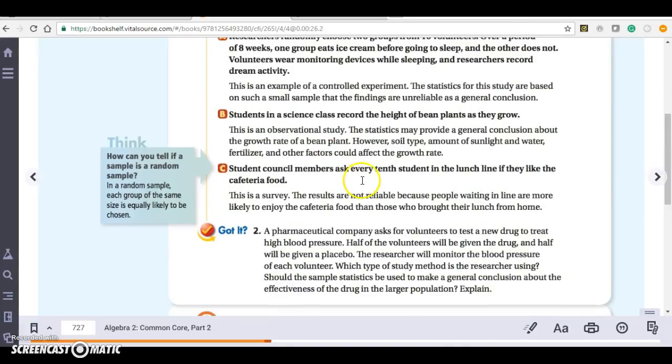Student council members ask every 10th student in the lunch line if they like cafeteria food. This is a survey. The results are not reliable because people waiting in line are more likely to enjoy the cafeteria food than those who brought their lunch from home.